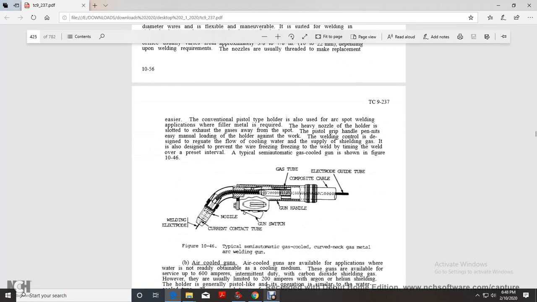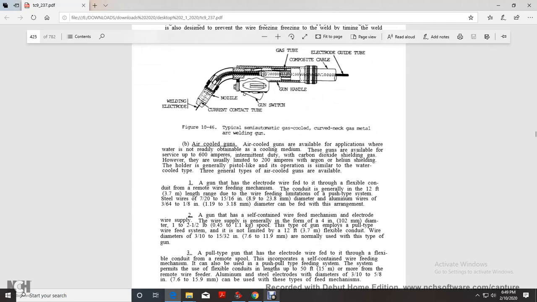Figure 1046 shows the typical semi-automatic gas-cooled curved neck gas metal arc welding gun: welding current contact nozzle, gun switch, gas tube, composite cable, gun handle, and electrode guide tube.